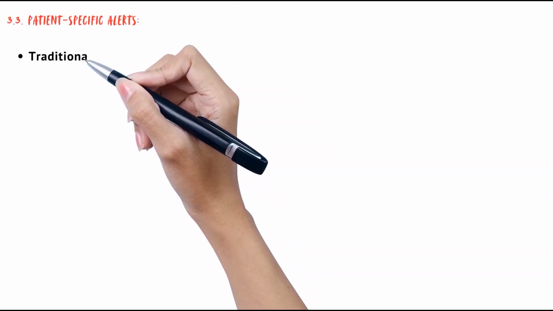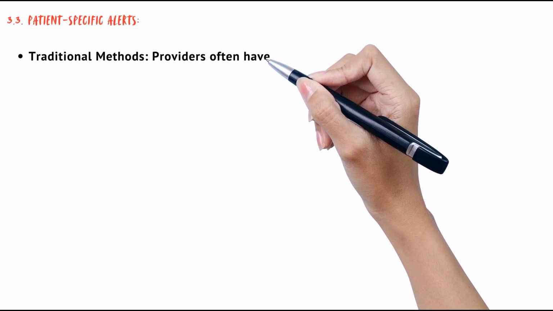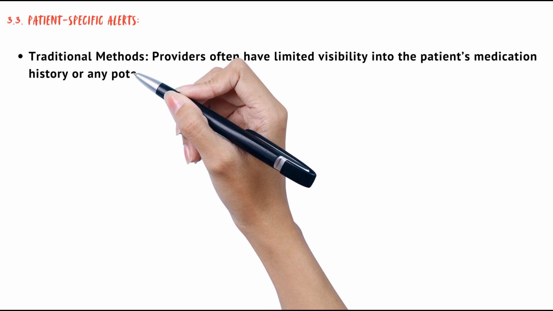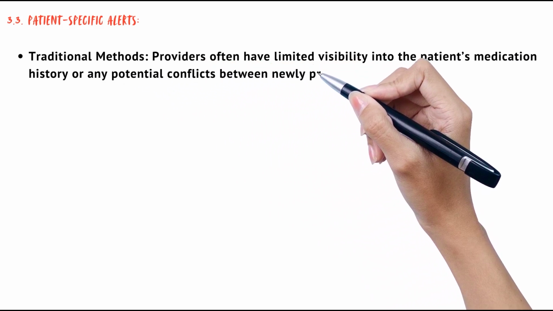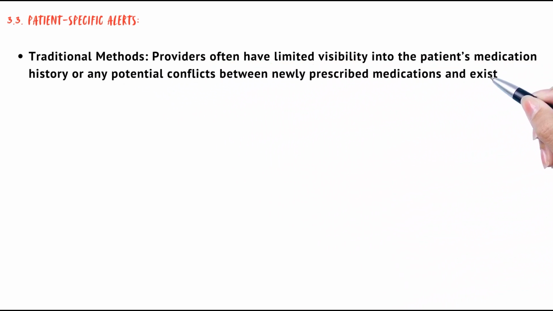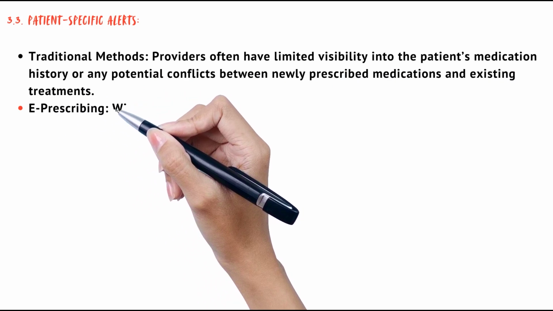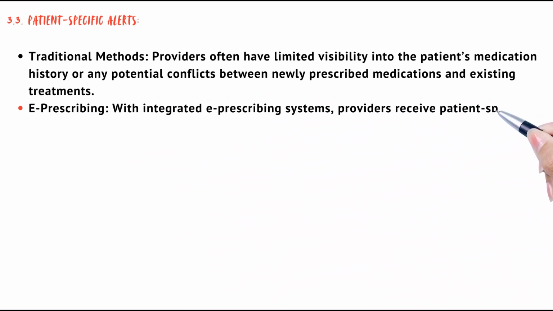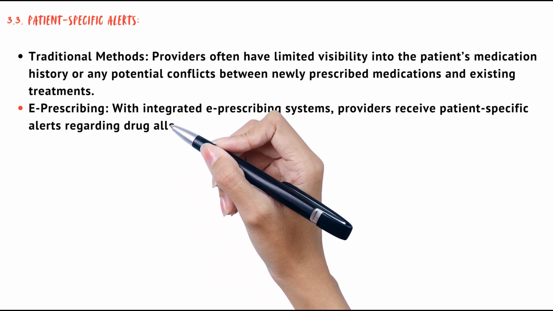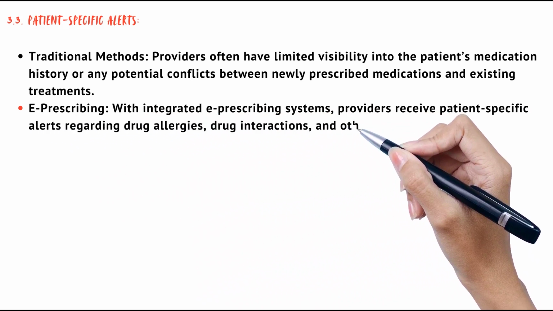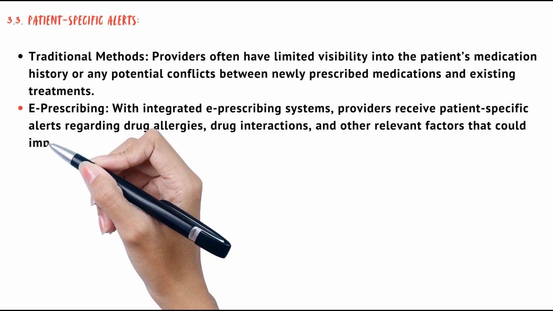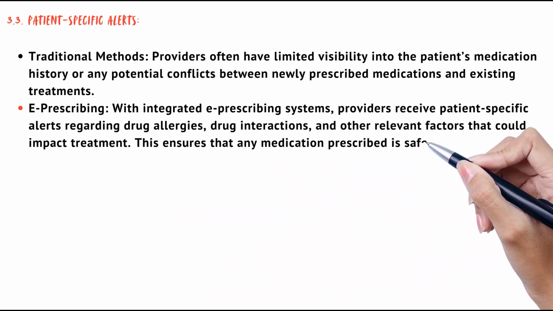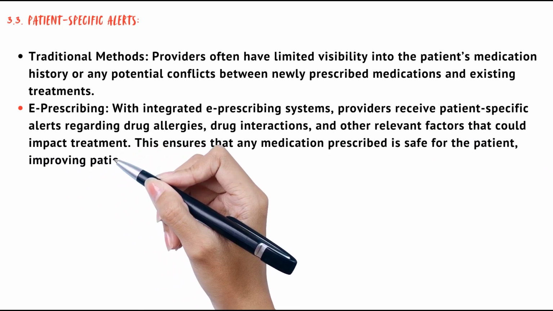3.3. Patient-specific alerts. Traditional methods. Providers often have limited visibility into the patient's medication history or any potential conflicts between newly prescribed medications and existing treatments. E-prescribing. With integrated e-prescribing systems, providers receive patient-specific alerts regarding drug allergies, drug interactions, and other relevant factors that could impact treatment. This ensures that any medication prescribed is safe for the patient, improving patient safety and care outcomes.